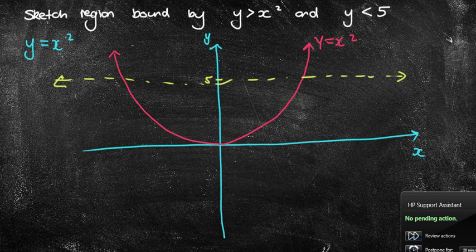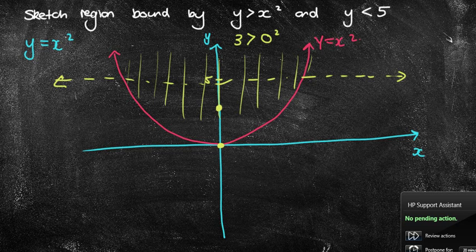So if I test y is greater than x squared, I'm not going to choose (0, 0) to test the point, because that's actually on that parabola line. So I'm going to maybe test, let's say, this point here, which is the point (0, 3). So the x value is 0, the y value is 3. 3 is greater than 0 squared. That is in fact true. Therefore, for my parabola, we're shading all this part inside here.